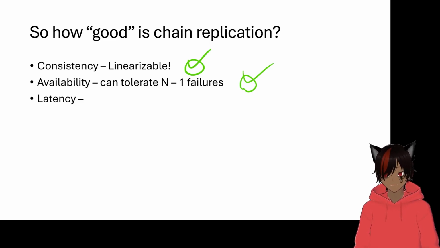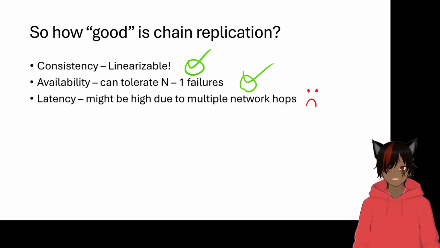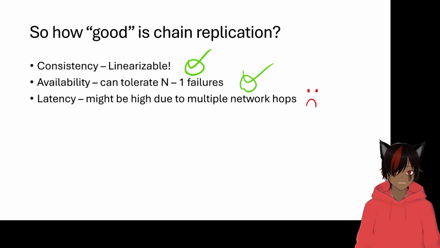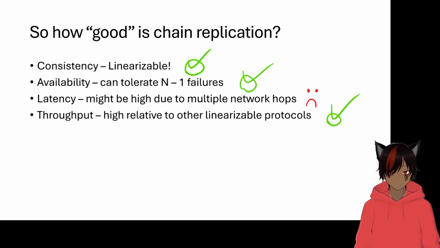Next, we'll look at latency, which is, once again, how long a single request takes to complete. This is where chain replication has a downside, a con: because of the many network hops, you have to go through this whole chain. Unfortunately, the latency can be pretty high relative to even something like consensus. So that's something to consider. But they designed this for throughput, and the throughput is really, really high compared to other linearizable protocols. So if you need high throughput, if you need to deal with a bunch of writes, this is a good architecture.